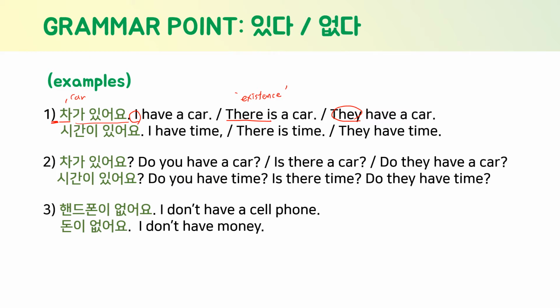시간이 있어요. I have time. 시간 is time. So I have time. Or they have time. I have time. It also means existence. There is time.